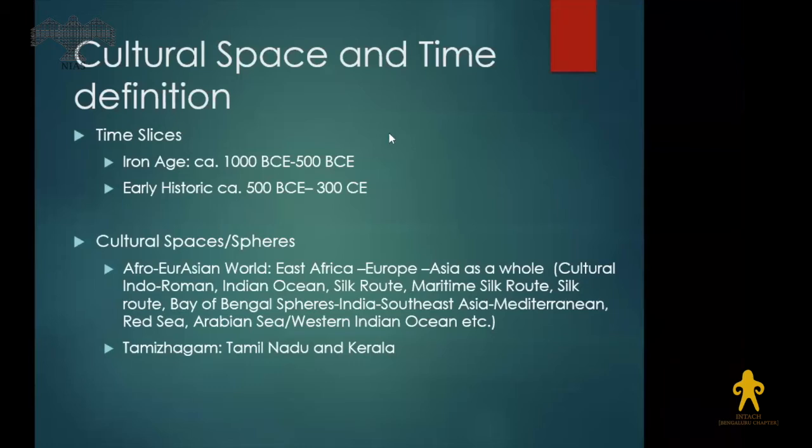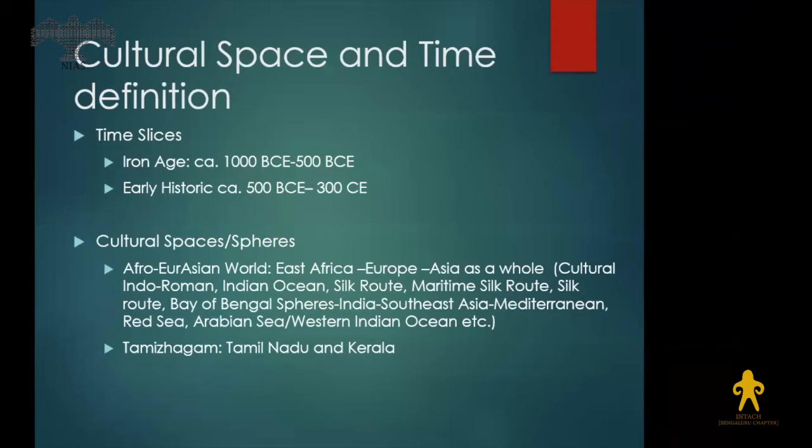So we are dealing with the period of early historic, as I said. The period before early historic is known as Iron Age, roughly falling between 1000 BCE and 500 BCE. This period is also known as the megalithic phase, mainly the Iron Age. And in the early historic, we have a number of developments which are collectively labeled as urbanization.